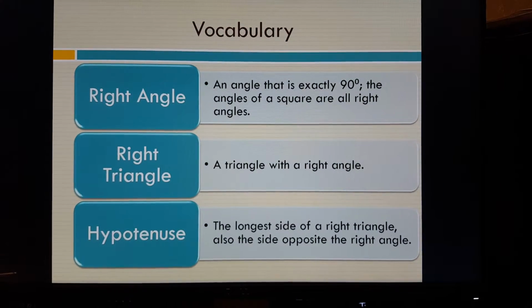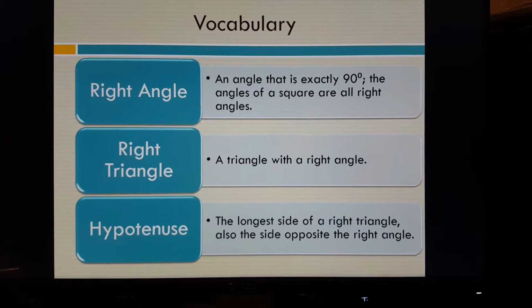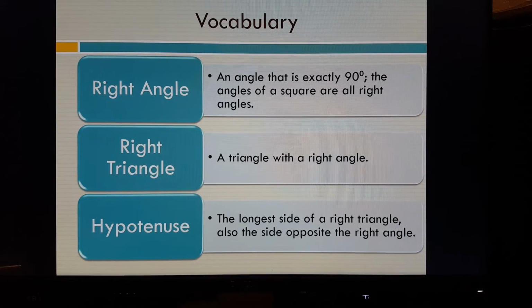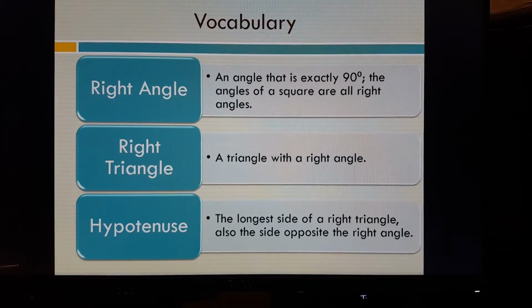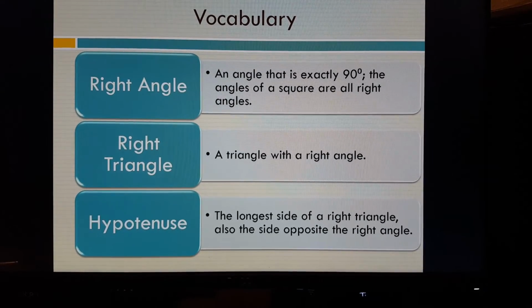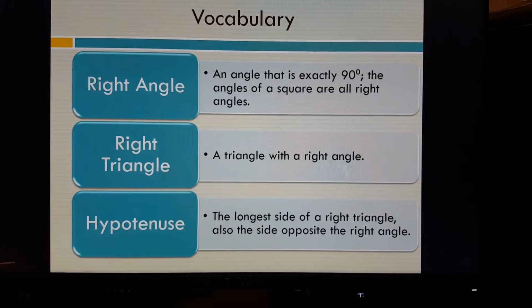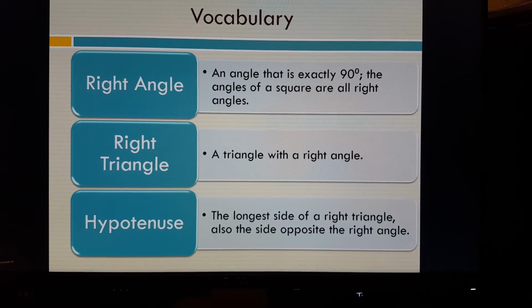First, we're going to go over a little bit of vocabulary. As I said, a right angle is any angle that is exactly 90 degrees. The angles of a square are all right angles. A right triangle is a triangle that has exactly one right angle. And the hypotenuse of a triangle is the longest side of a right triangle. It is also the side that is opposite of the right angle.